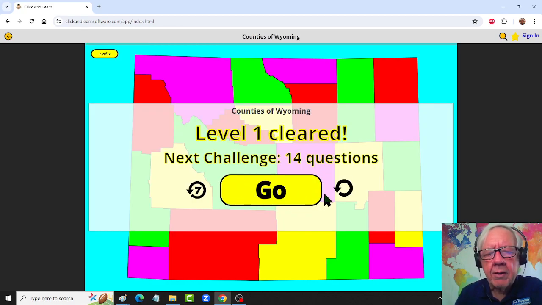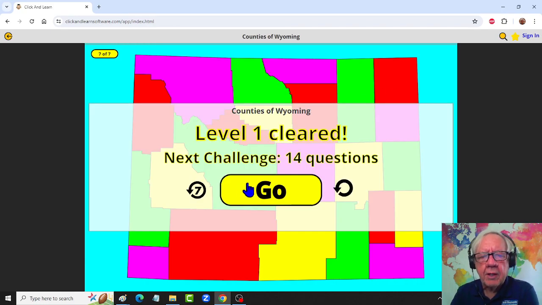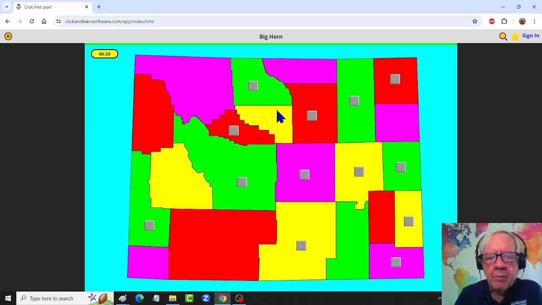I've got the pattern, working on the pattern. Albany, Bighorn, Campbell, Carbon, Converse, Crook, Fremont. Replay. Albany, Bighorn, Campbell, Carbon, Converse, Crook, Fremont. Okay, let's go to the next level. 14 questions. I already know Albany, Bighorn, Campbell, Carbon, Converse, Crook, Fremont. And now I'm learning 7 new ones. I'm going to go right to the Show Me button to find Goshen.